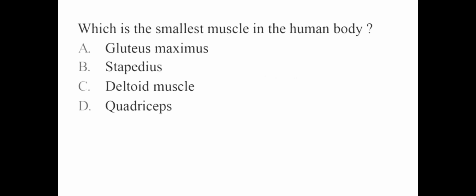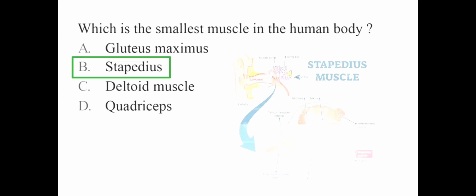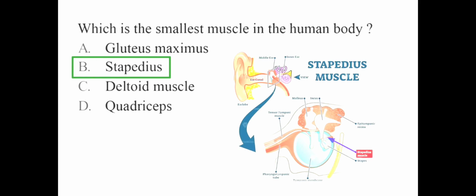Which is the smallest muscle in the human body? A. Gluteus maximus. B. Stapedius. C. Deltoid muscle. D. Quadriceps. And the correct answer is B. Stapedius. The stapedius muscle is the tiny muscle in the middle ear that attaches to the posterior aspect of the neck of the stapes.